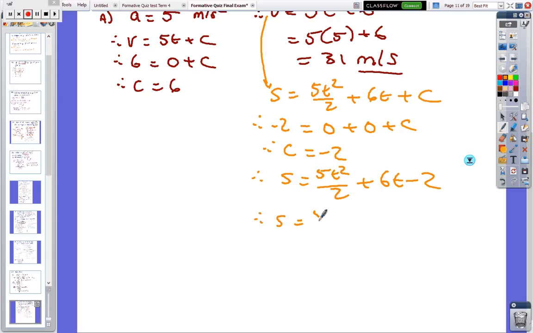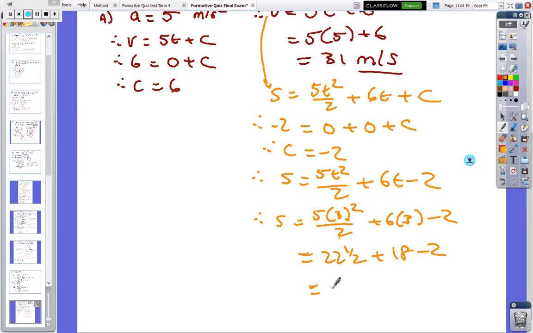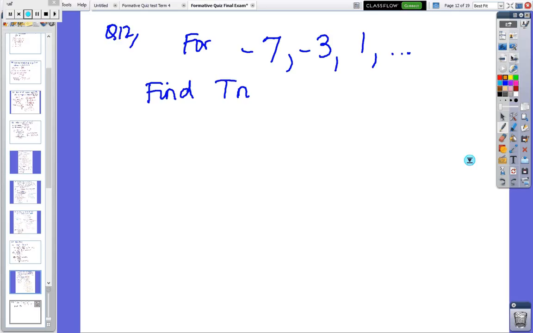So s equals 5 times 3 squared on 2 plus 6 times 3 minus 2. 9 5s are 45 over 2 is 22 and a half plus 6 3s are 18 minus 2. 40 and a half minus 2 is 38 and a half, and displacement would be distance, which is meters. Okay, that's it. Come across when you're ready.